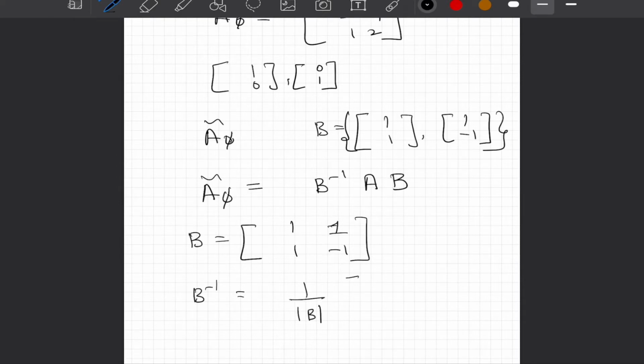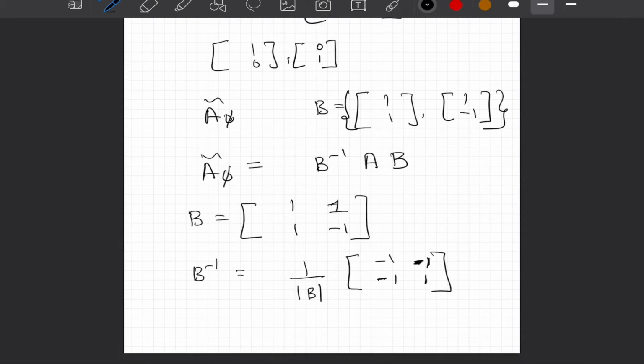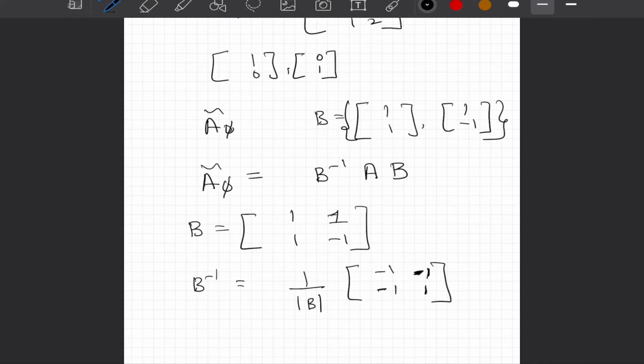That would be 1 over the determinant of B, and since this is a square matrix of size 2, we will interchange the diagonal elements and the sign will get changed, so it would become minus 1, minus 1. The determinant of B in this case would be minus 2, which implies B inverse can be written as [1/2 1/2; 1/2 -1/2].